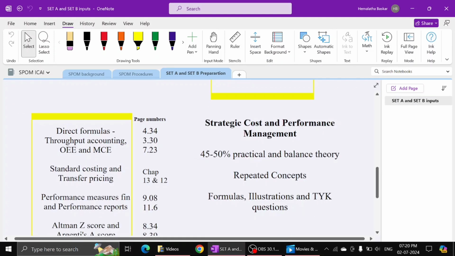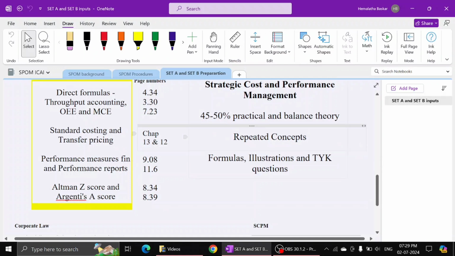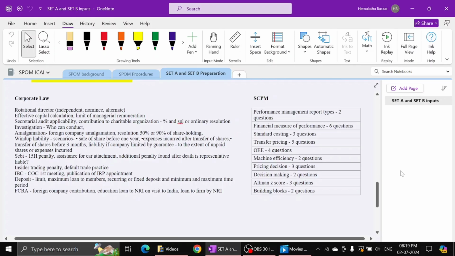Moving to strategic cost and performance management, the ICAI study material is the best source available because it has good explanations, but also most importantly, the questions tested in the examination are similar to the illustrations, examples and test your knowledge questions of the ICAI study material. Questions were around the repeated concepts with 45 to 50% practical and balanced theory. These are the topics in the repeated list which composed 23 questions in my examination. These are the page number references. Do not miss this out. And lastly, these are the topics that were tested in my examination.